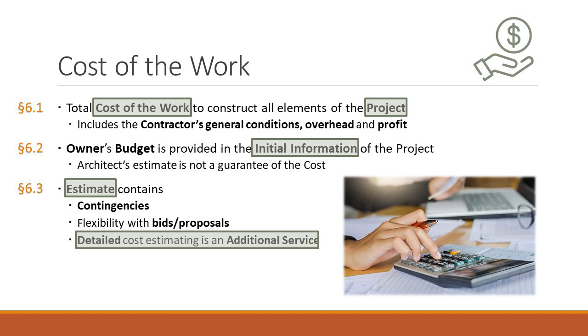So 6.3 kind of talks about what the architect needs to do in preparing that estimate. They have to have contingencies for the design, price escalation. Maybe there's things that the scope is going to change. And so what this is talking about here in 6.3 is when they're preparing the estimate of the cost of the work, the architect should build in some leeway, some fudge factor to make sure that we're not going to blow the budget. So that's your responsibility.